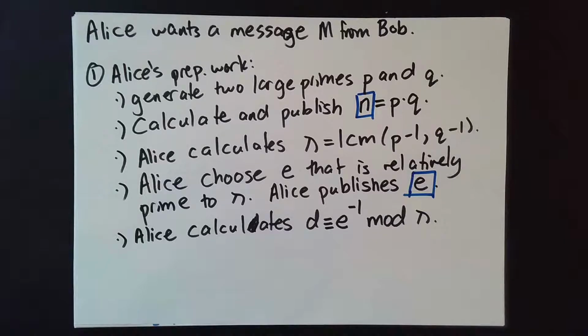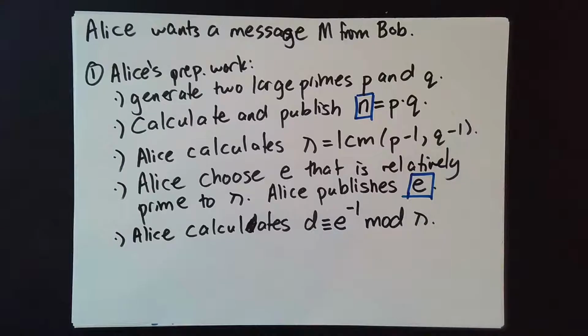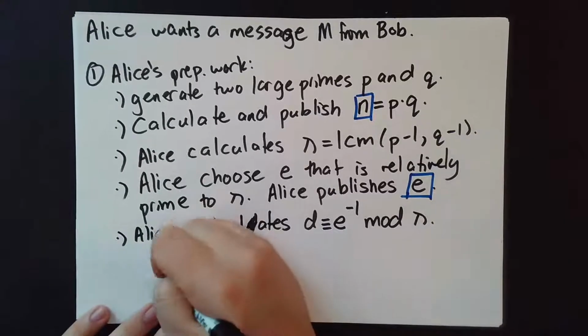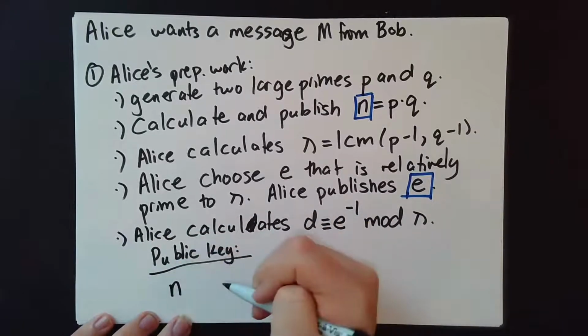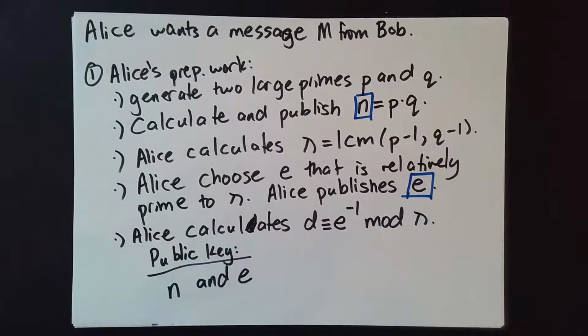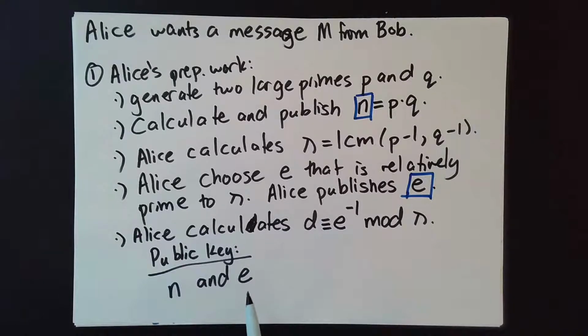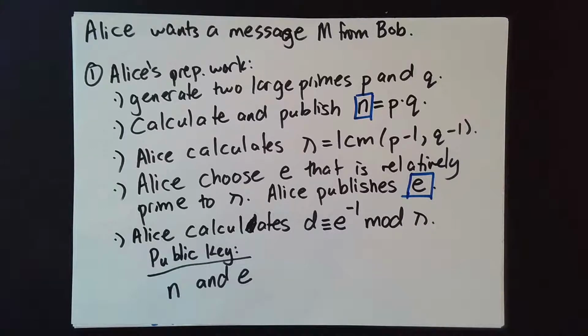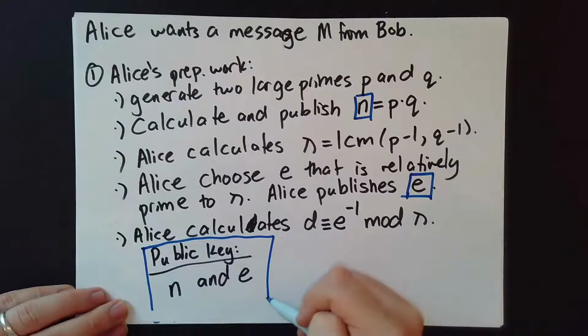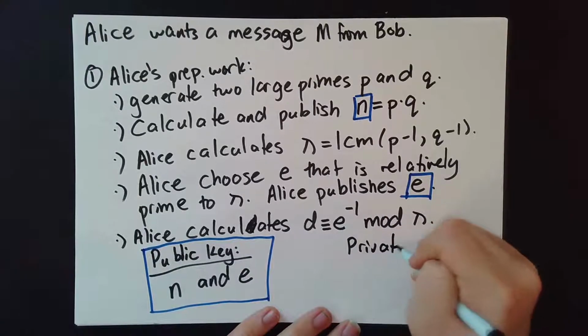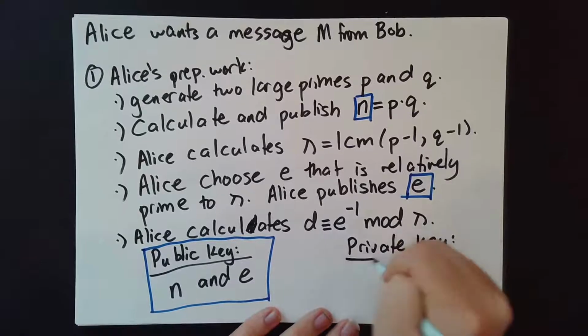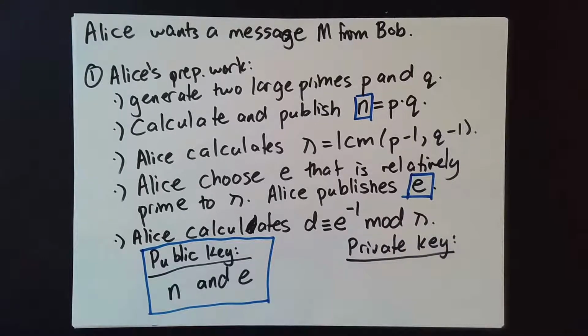Okay, so just to outline, what pieces of this are part of what we call the public key? That is, what are the things that people need to know to send messages to Alice? The public key really only has two simple pieces. The public key is n and e. So in order to send messages to Alice, all someone needs to know is this public key, these two pieces of information. And then the private key, the thing that only Alice knows, is d.